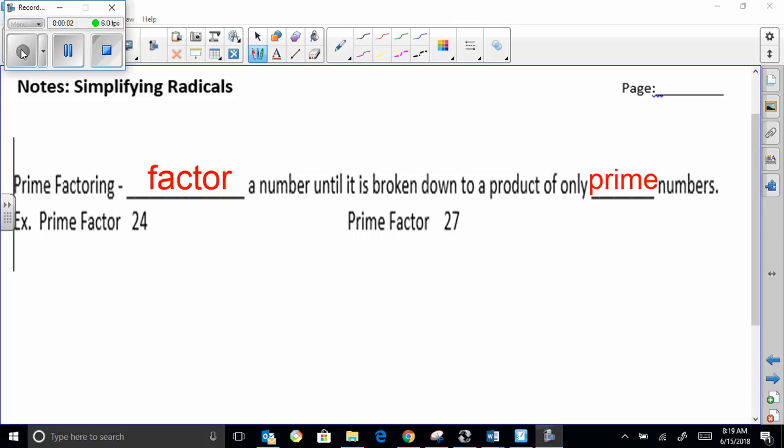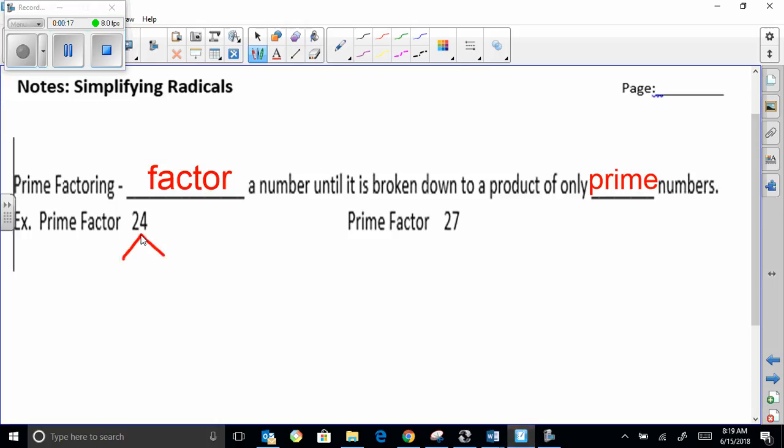Today we're going to be simplifying radicals. In order to simplify radicals, we must do prime factoring first. Prime factoring is when we factor a number until it's broken down to a product of only prime numbers. So our first example is the number 24.